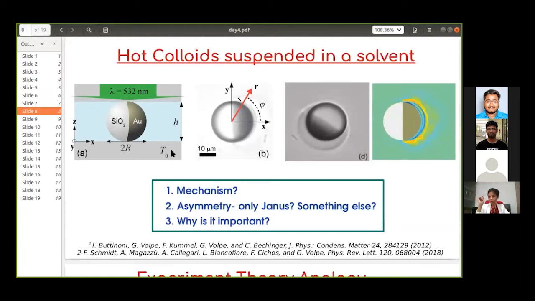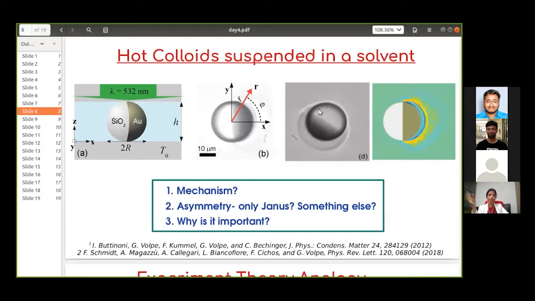Now, another interesting thing you also observe is that if you look at the fluid surrounding the Janus particle, in this picture marked by D, you see an asymmetric structure formed around the particle. And the question is, of course, why does this asymmetric structure develop around the Janus particle? That is a question of very much scientific interest to the confined fluid community.